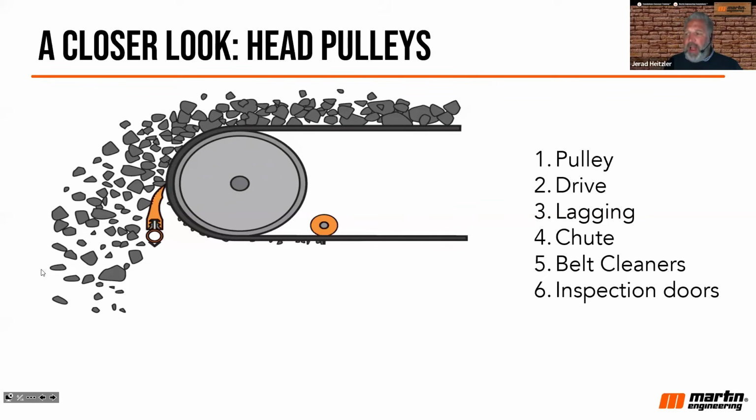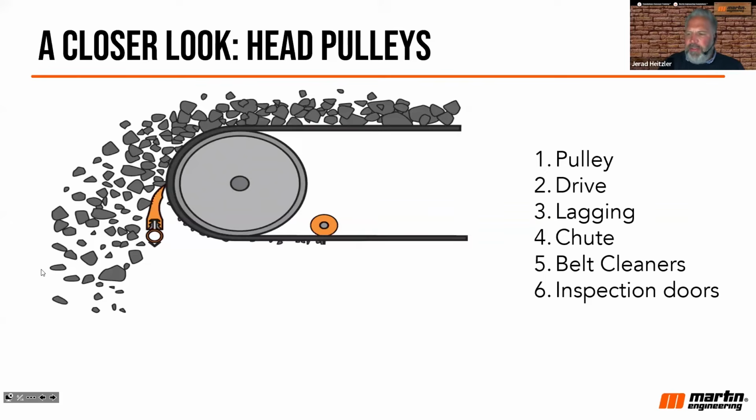Whenever you have the drive, you're also probably going to include lagging. That lagging, if not maintained properly, can cause some belt tracking problems. You'll also often find some chute work. You've got to be concerned with material building up on that chute. And you're also going to see belt scrapers installed at the head pulley, and often we would include inspection doors.